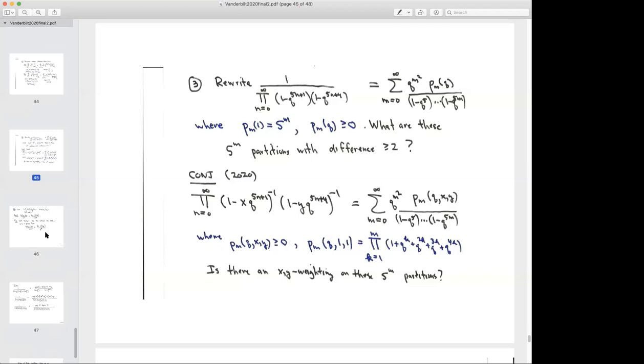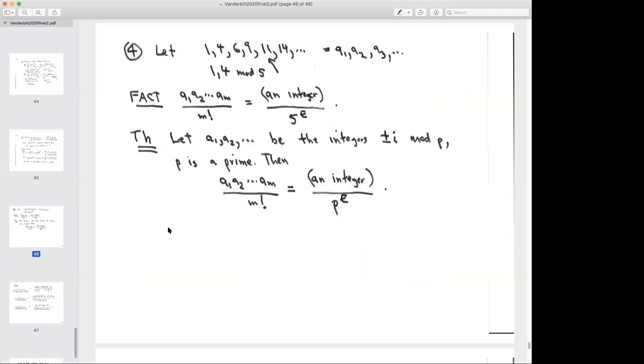Okay, in the 1 or 2 minutes I have left, I'll have my final amazing fact on Rogers-Ramanujan. Let's take the Rogers-Ramanujan numbers 1, 4, 6, 9, 11, 14, etc. Let's write them as a sequence, A1, A2, A3. Look at this fact. If I multiply the first m of them together and divide by m factorial, it's an integer except for the 5s.